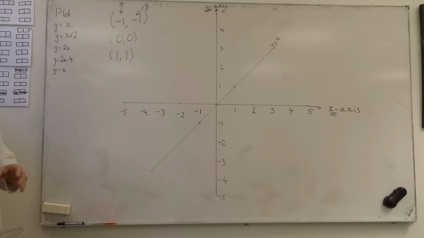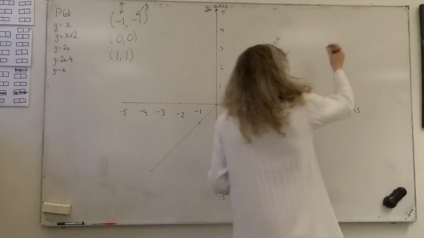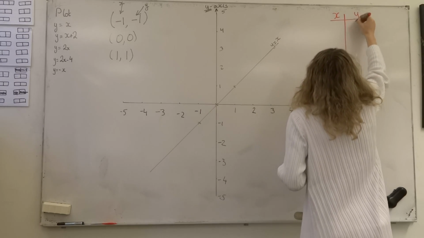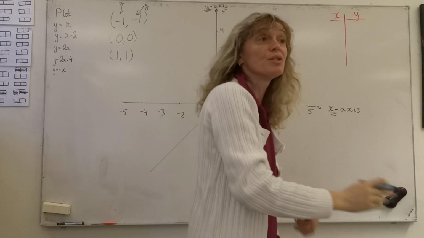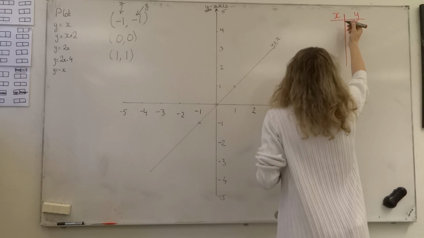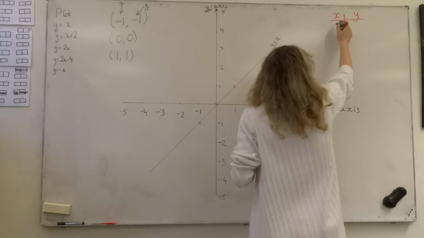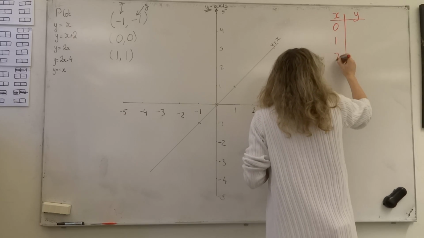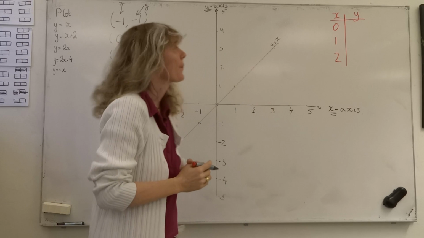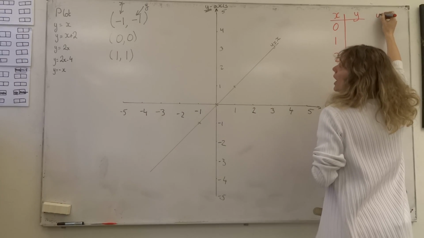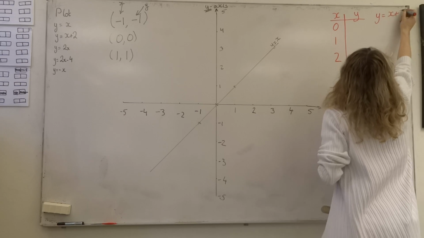My next graph was y equals x plus 2. So we do exactly the same thing. Make up a little table of x and y. Take 3 values of x. Instead of minus 1s, we can try and avoid those if we don't like negative numbers. We can take x as being 0, 1 and 2. And this time we are plotting the graph y equals x plus 2.